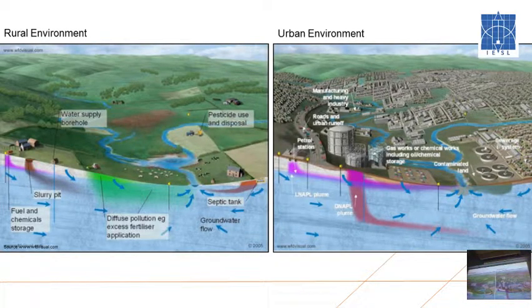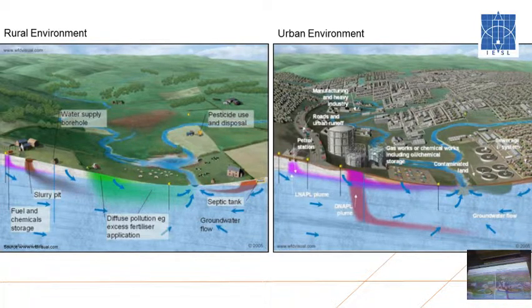So this shows possible pollutant sources in rural and urban environments. A localized leak, release, or discharge at a single point or a small area, like solvent release from manufacturing facilities or hydrocarbon release from petrochemical stations, is called point source pollution. Probably they are common in urban environments.